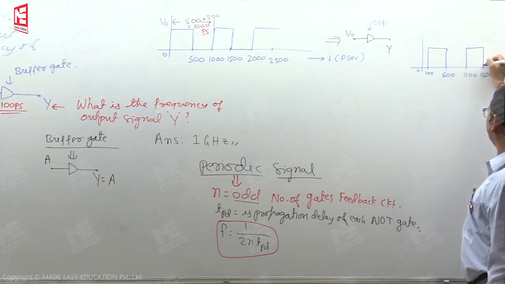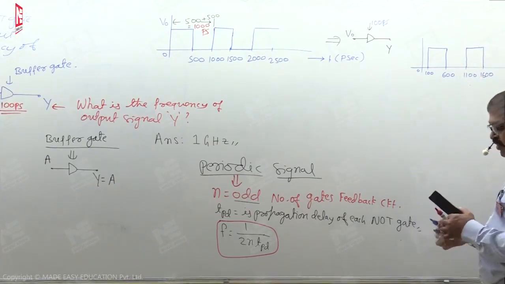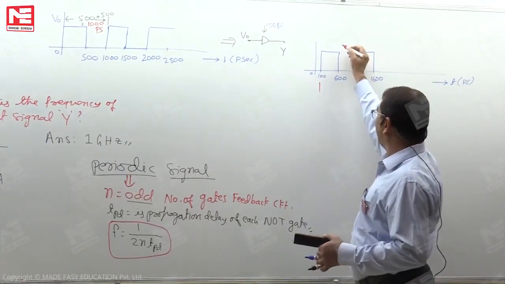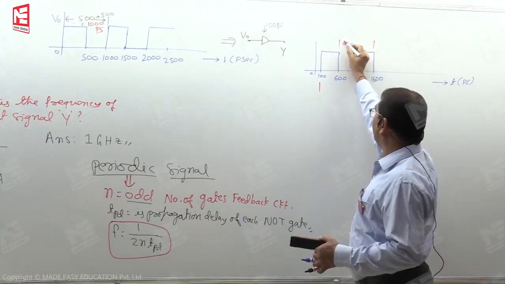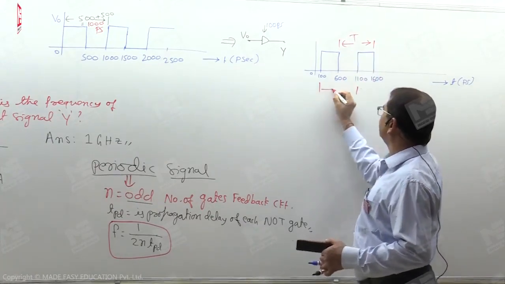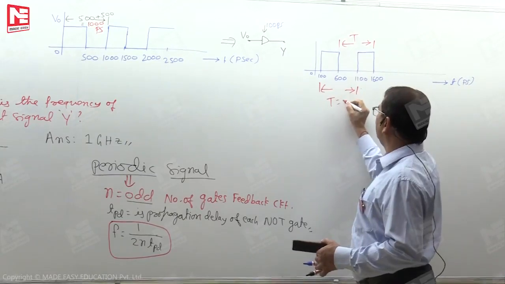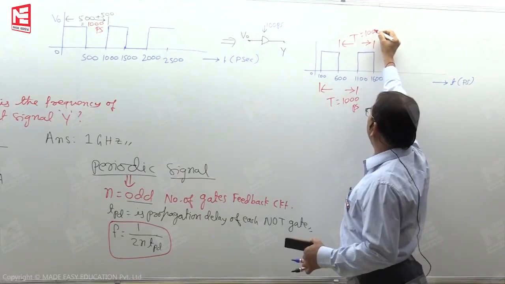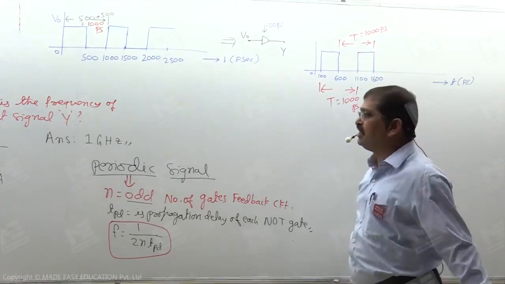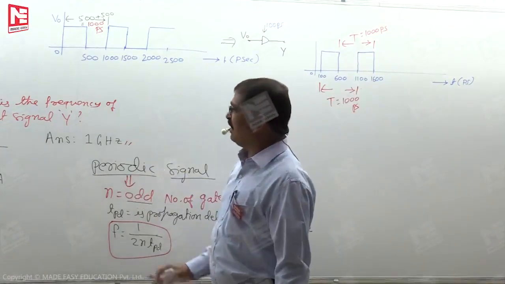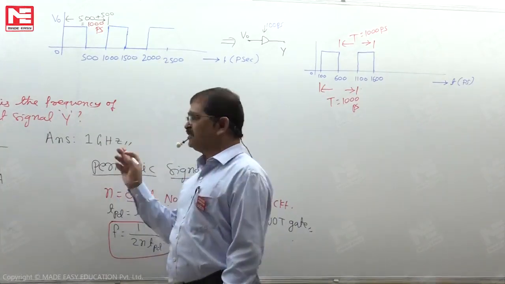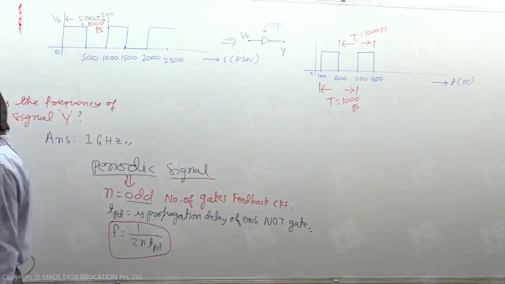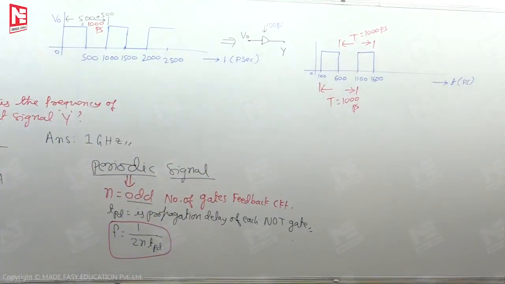If we look, this is the waveform. Based on this, the time period we want to calculate may be from here to here or from here to here. If you look, the time period remains the same, 1000 picoseconds. As long as the time period is the same 1000 picoseconds, the answer is the same as the previous part A. The answer is 1 gigahertz. So be clear when we are looking at this type of question.